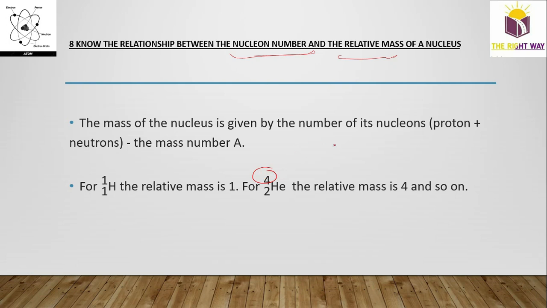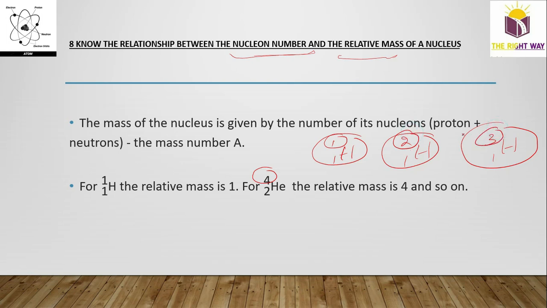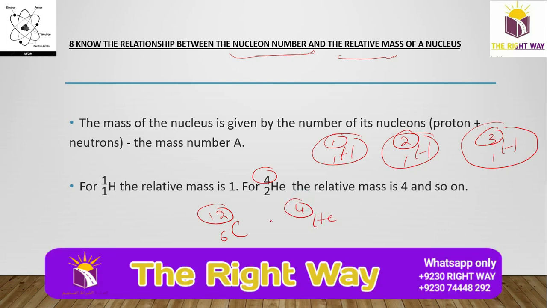Hydrogen has 1, 2, or 3 nucleons, if it is the first isotope, the second isotope, or the third isotope. If it is protium, then its mass number is 1. Deuterium has relative atomic mass 2, and tritium has relative atomic mass 3. Carbon has relative atomic mass 12. Helium has relative atomic mass 4.